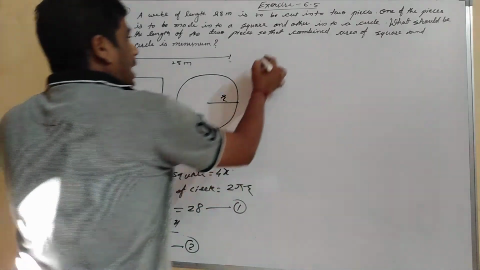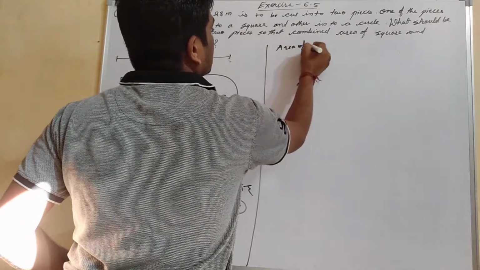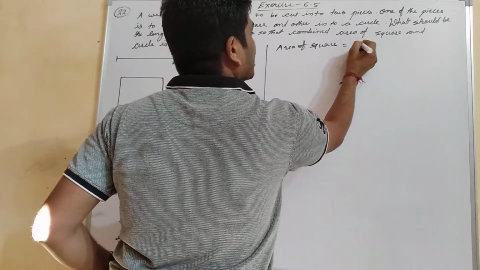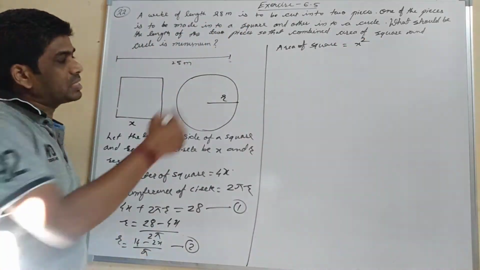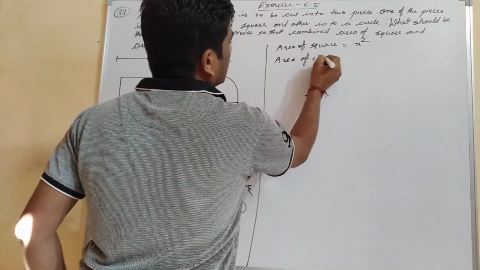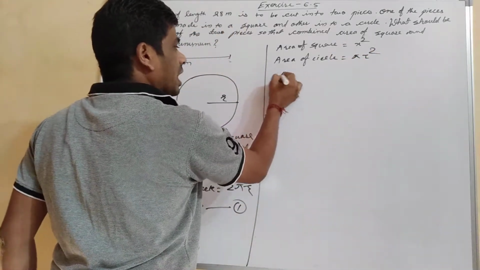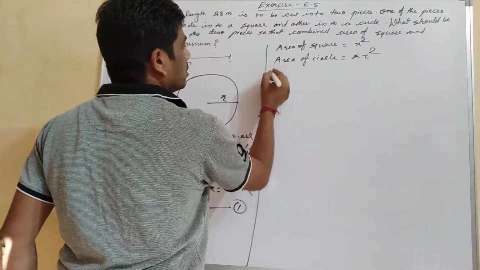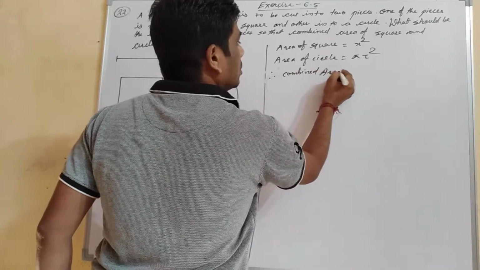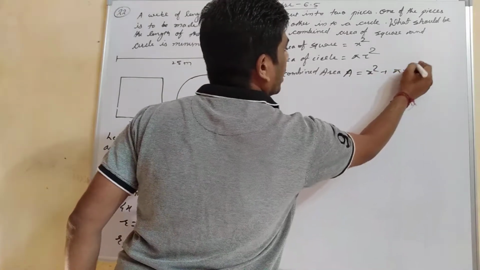Now we will find the area of both. The area of a square, the side is x, so it will be side squared, meaning x square. And the area of a circle equals pi r square. Therefore the combined area A equals x square plus pi r square.